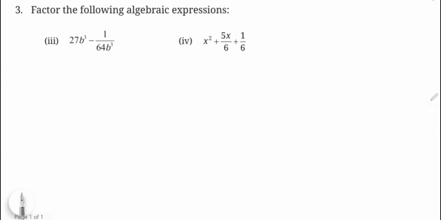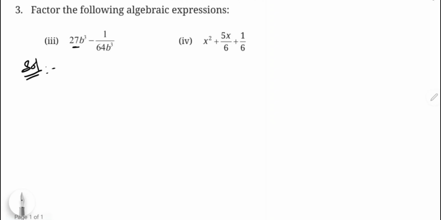Third problem, factor the following algebraic expressions. So we will be solving the third bit and the fourth bit. In the third bit they have given 27b cube minus 1 by 64b cube. Okay, so this 27 can be written as 3 cube. So let's start the solution.